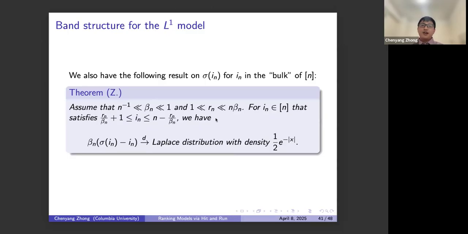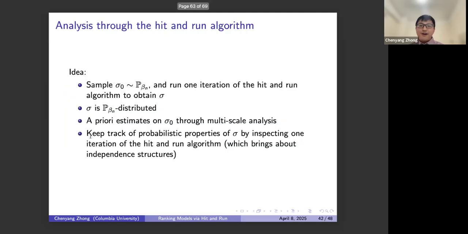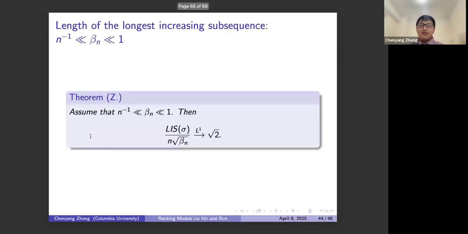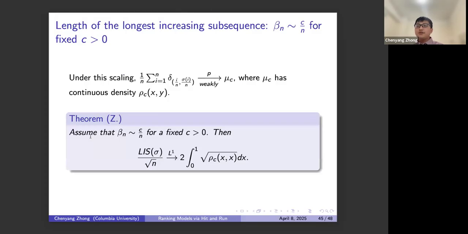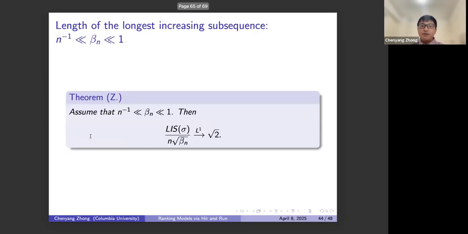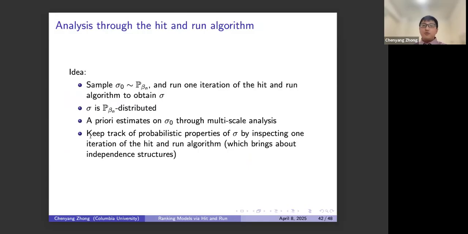Okay, so this gives a band structure, and based on this band structure result, we can actually show something more. Suppose we fix an index i, which would be an individual, as long as i lies in the bulk of 1 up to n, so that it is sufficiently away from 1 and n, we know the limiting distribution of its rank, and it's given by this Laplace distribution. This is also how we can prove based on the hit and run algorithm. I have also included here some results about the longest increasing subsequence, which is a different statistic, but I will not talk about them in detail, and just conclude with a description of the proof ideas.